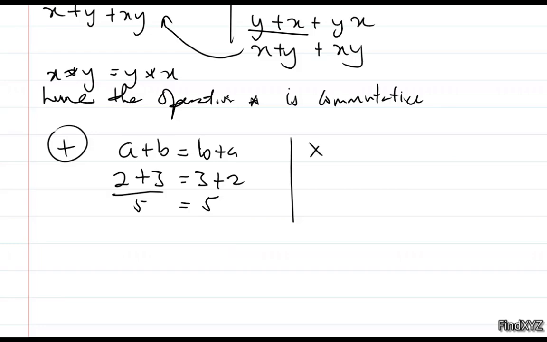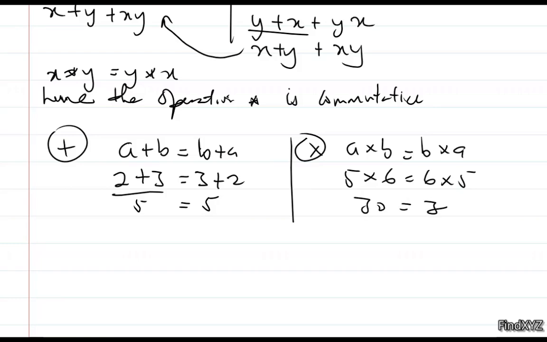Then multiplication, so a times b must be the same as b times a. The order does not matter when you are performing a multiplication operation. So let's pick any two numbers. 5 times 6 must be equal to 6 times 5. Now what is 5 times 6? 30. What is 6 times 5? That is also 30. However, division and subtraction are not commutative.